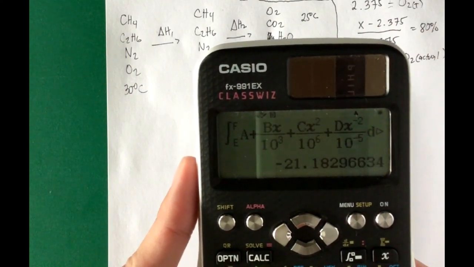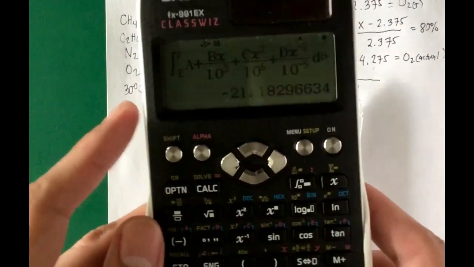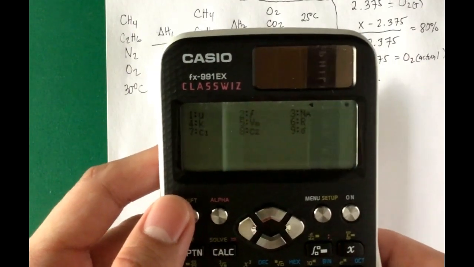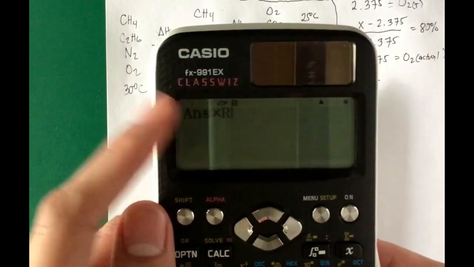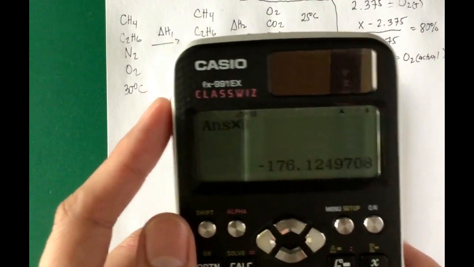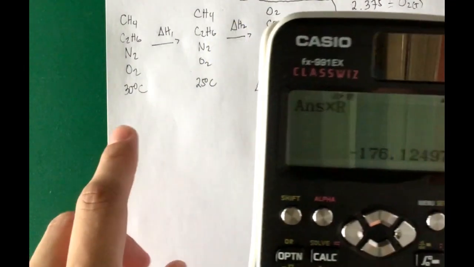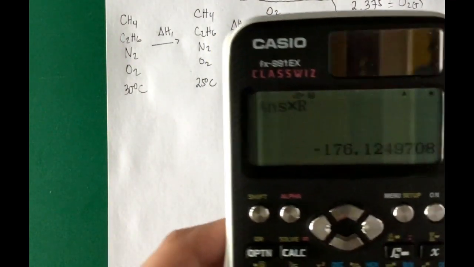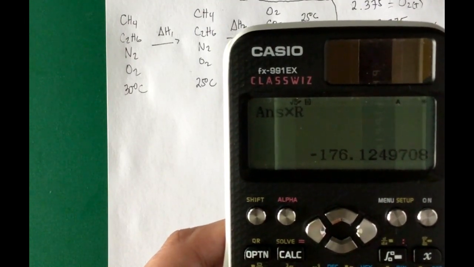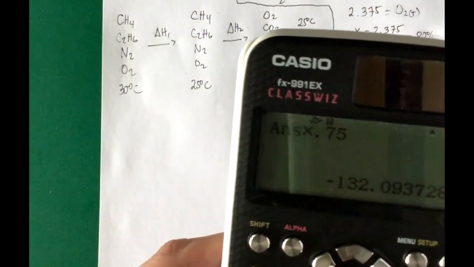Now, please take note that this value is just Cp over R. So we still have to multiply it with R. So answer times R. Okay, we have that, and voila. Now this is in joules per mole or kilojoules per kilomole. Now we have to multiply it by the kilomoles of CH4, which is 0.75. So I'm just going to multiply by 0.75, and we should get 132.